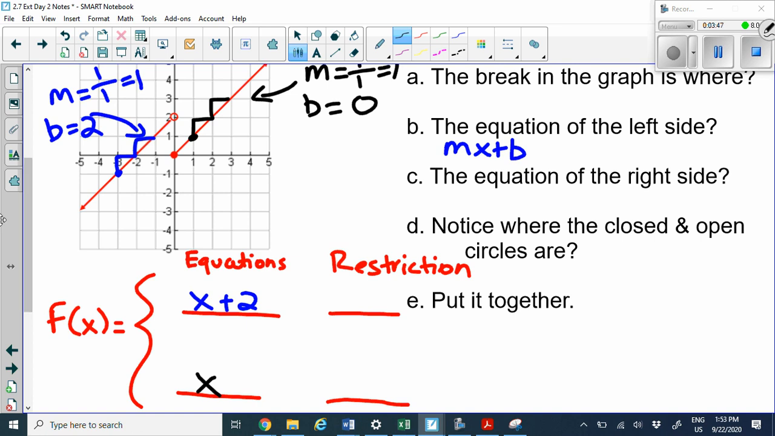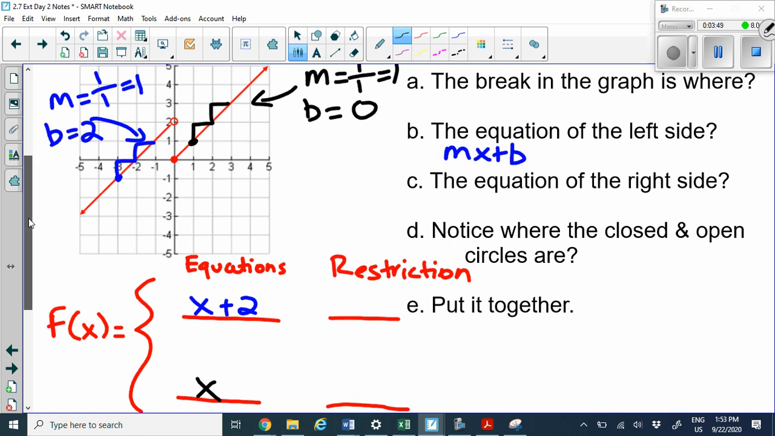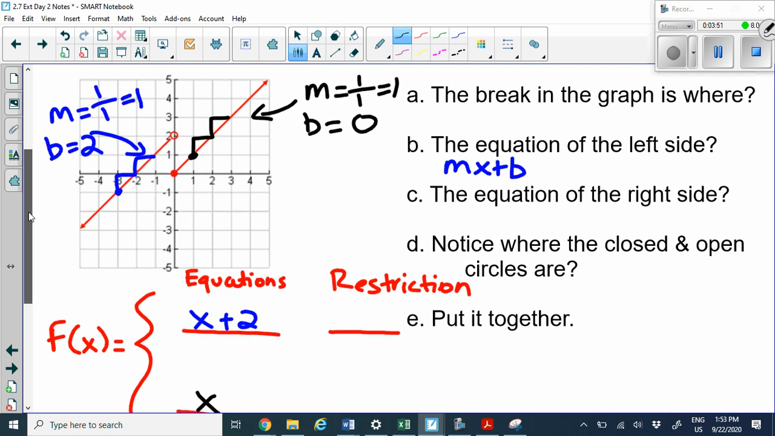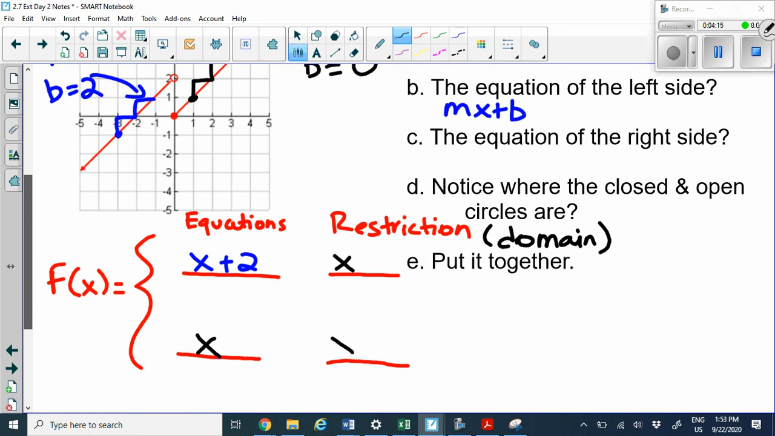Okay, so that stuff should have been reviewed. Now comes the new stuff, the restrictions. When we're thinking about restrictions, it's going to be the break in the graph, meaning we're going to look at where the open and closed circles intersect. Now remember, restrictions deal with the domain. And remember, domain deals with x values. So when we do this, we have to have x for our restrictions.